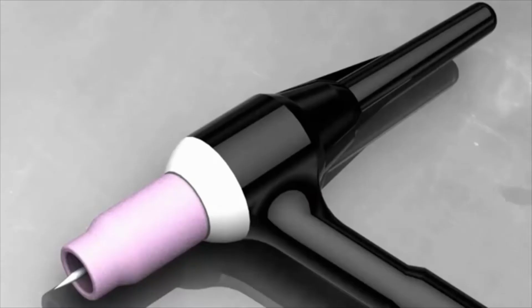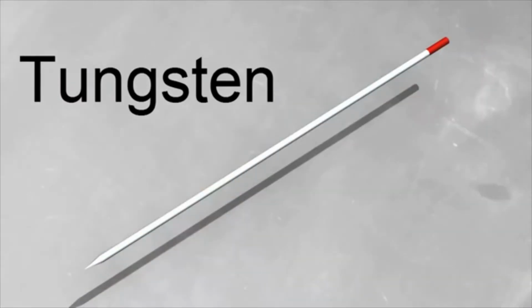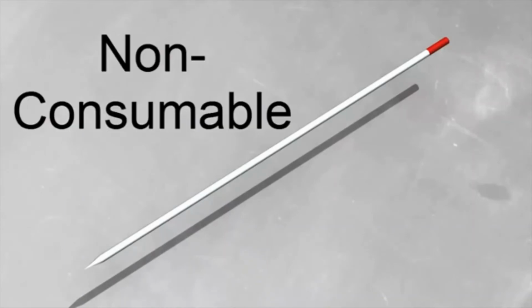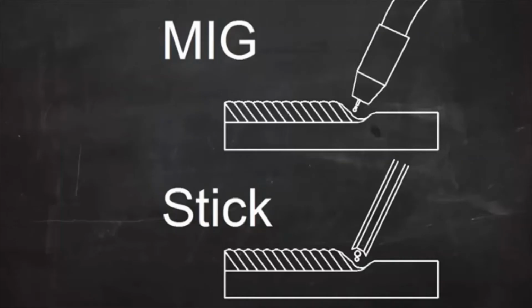TIG welding uses a tungsten electrode, and tungsten has an extremely high melting point. When you TIG weld, the electrode gets hot, but it doesn't melt. We say that it's a non-consumable electrode. That doesn't mean it lasts forever, that just means that it doesn't melt and become part of the weld. You see, in a lot of other welding processes, the electrode melts and becomes filler metal. Those are consumable electrode processes.